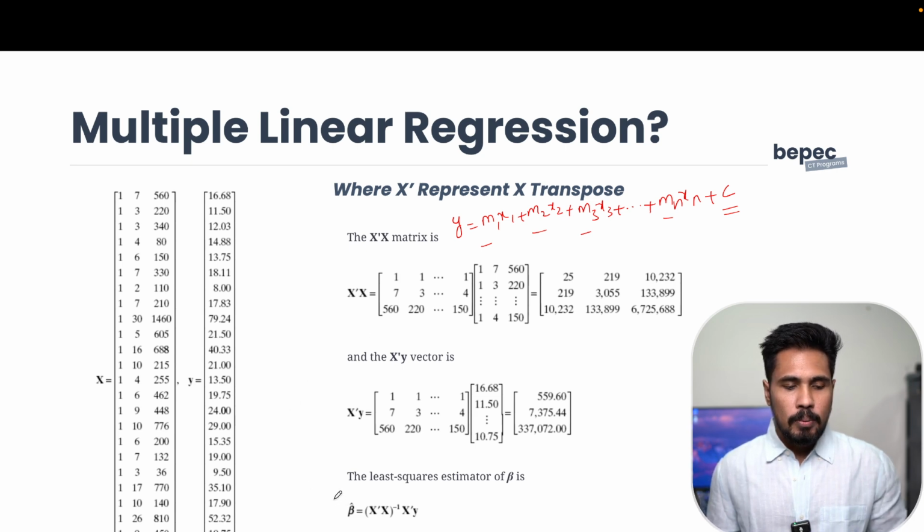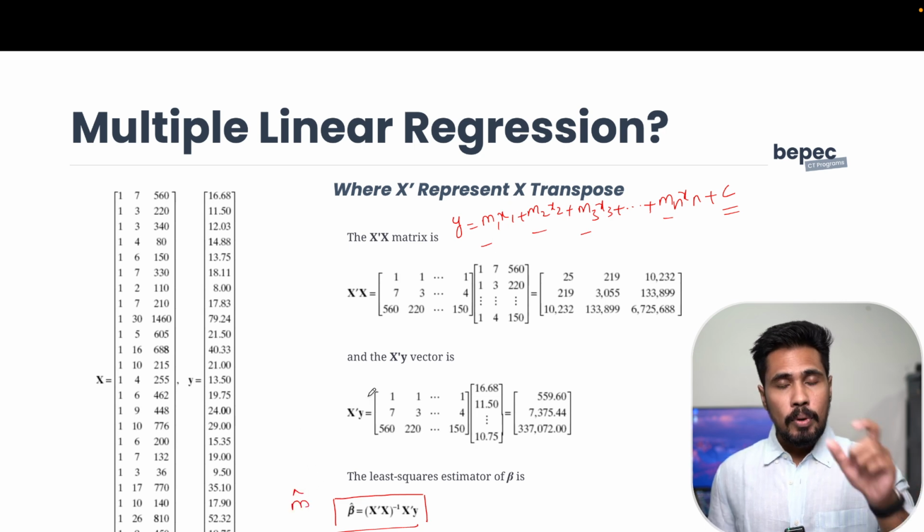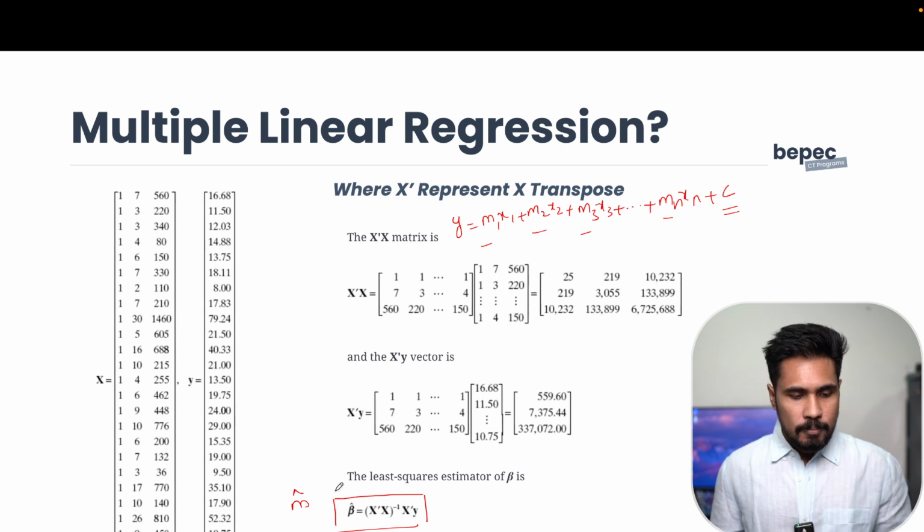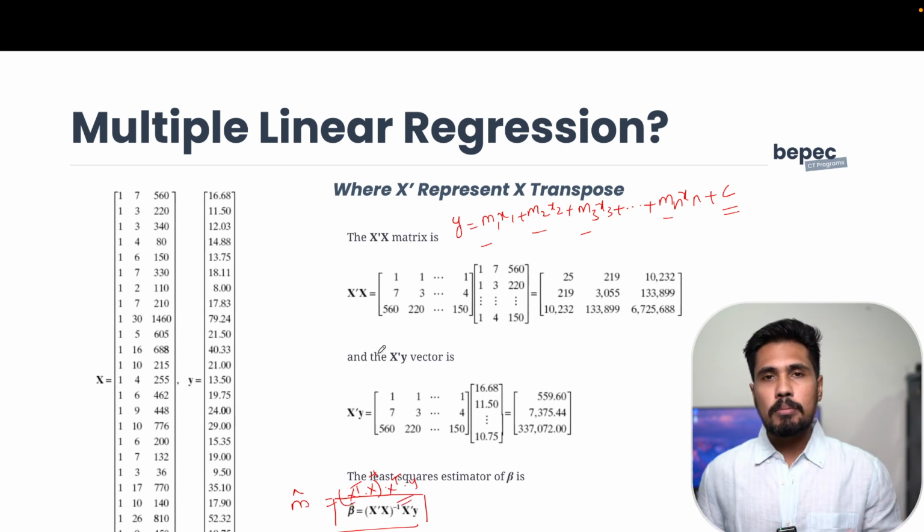In order to do that, we need to use the equation beta cap, or based on the above equation, I can call it m cap. So there are n number of coefficient parameters. In order to identify them, you need to use (X transpose X) inverse, into X transpose, into y. Let's see a simple example.